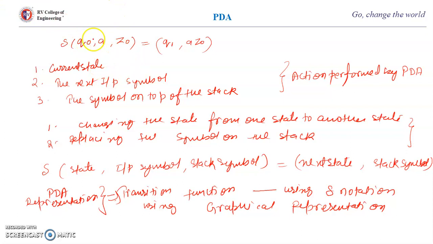the input given to the machine, and then the stack top, and then what will be the next state of the machine and what will be the stack content. So this is how we will be giving the first way of representing the PDA. Second way is using graphical representation. So how do we give the graphical representation for the delta notation?